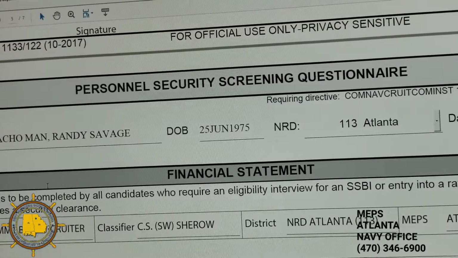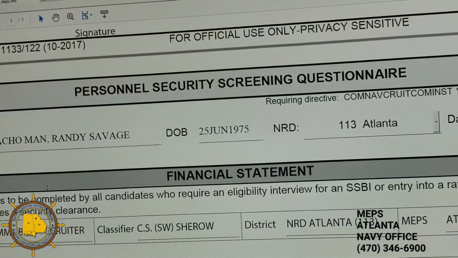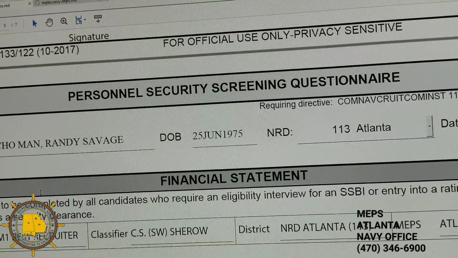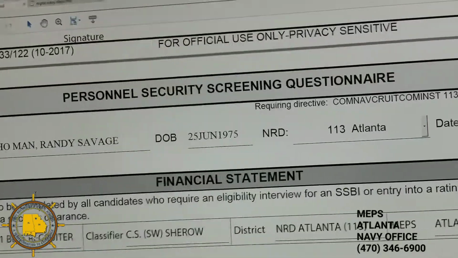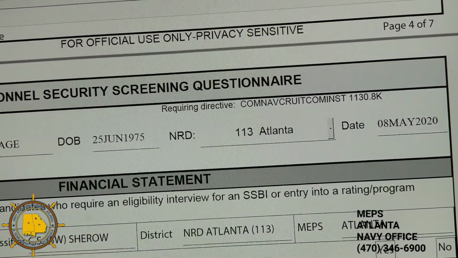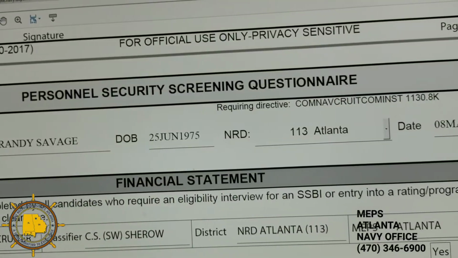District, again, is going to say NRD Atlanta. Our district code is 113. Again, for redundancy, it doesn't matter if you're on the Montgomery side or you're on the Atlanta side. It's always going to be Atlanta 113. And if you're over in Montgomery, then that's the only thing that's going to change for the MEPS. You're going to put Montgomery. For you guys over here in Atlanta, you're going to put Atlanta.